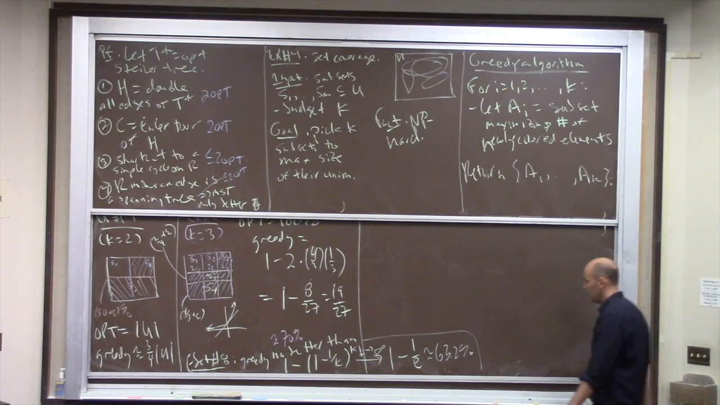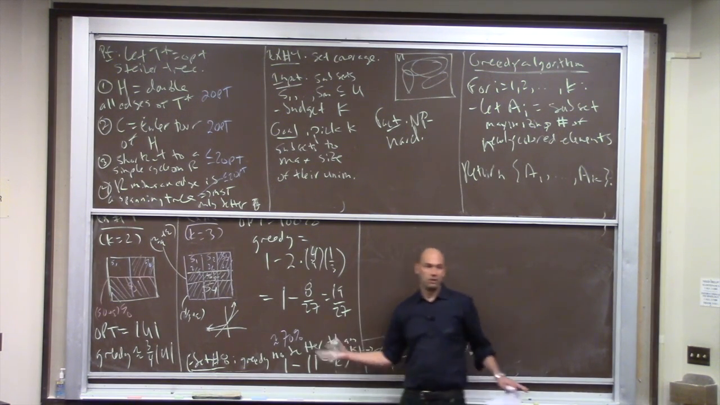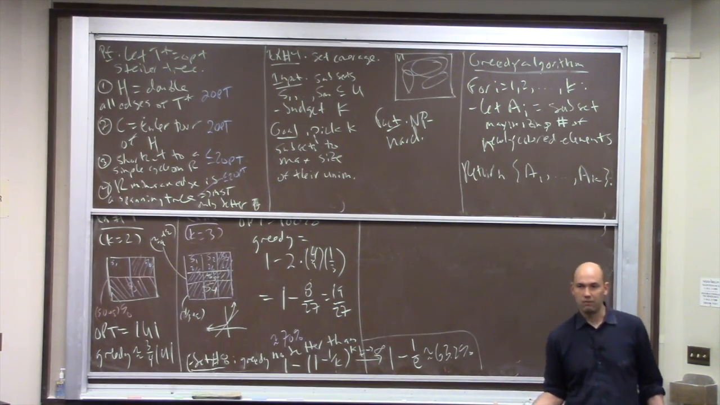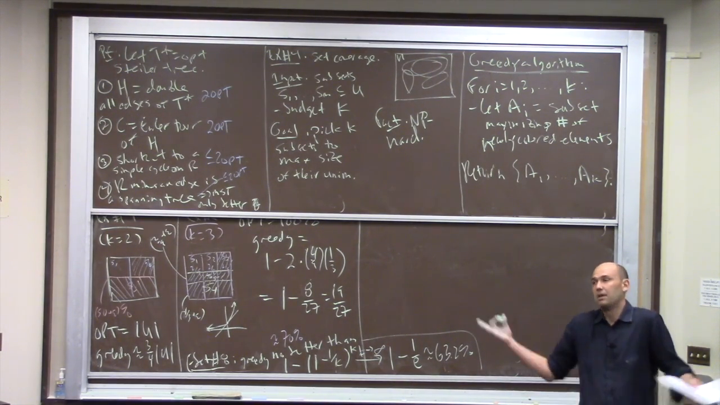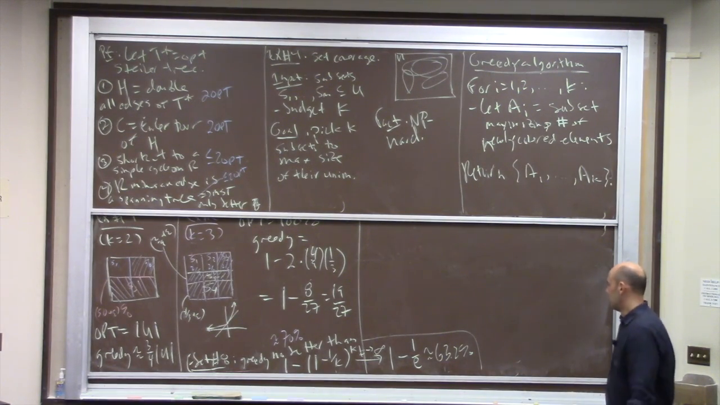So again, what was the point of all this? The point was as k grows large, if we don't restrict k to be small, then we're not going to prove a bound better than 1 minus 1 over e for the greedy algorithm. But of course, these are just our first examples. For all we know, there are much worse examples. But there aren't.